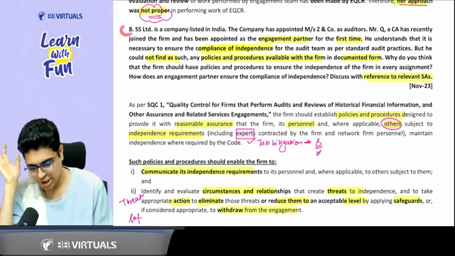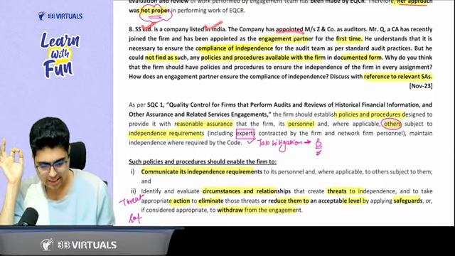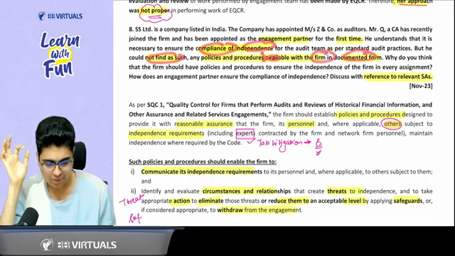Please come to question number 8 of your question bank. It says SS Limited is a listed company. Engagement partner is doing the audit for the first time. They want to comply with the independence, but they don't find any policies within the firm in documented form.